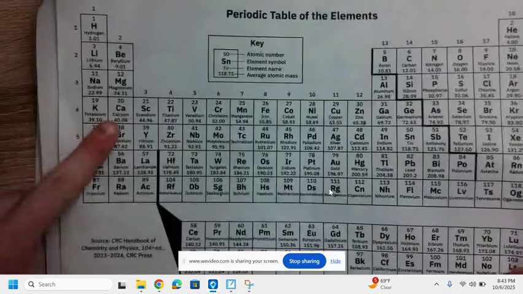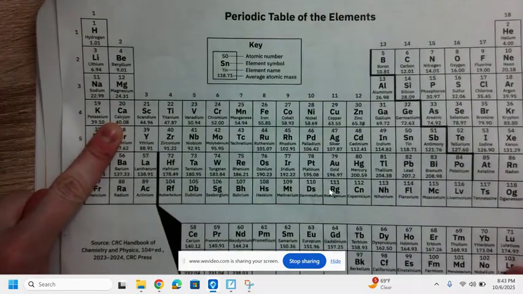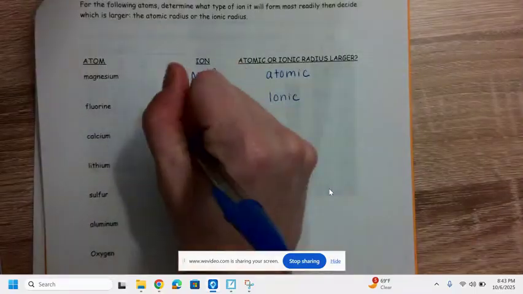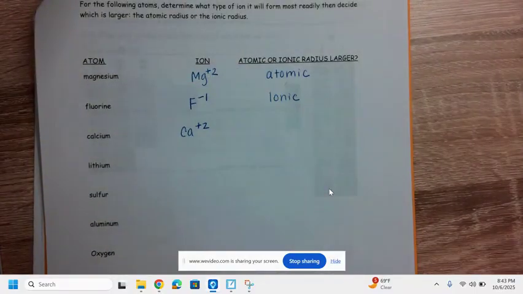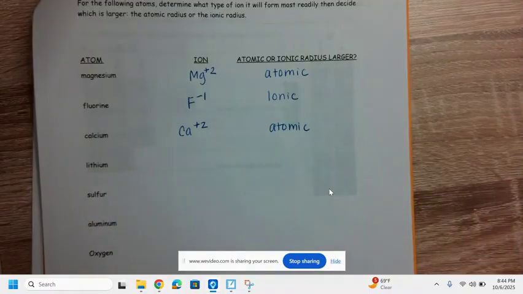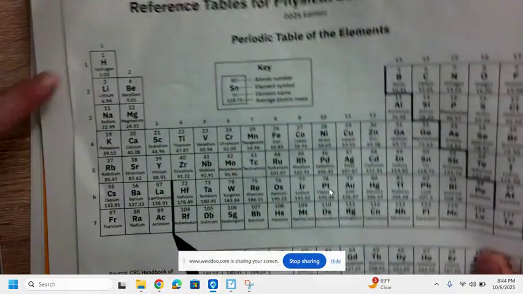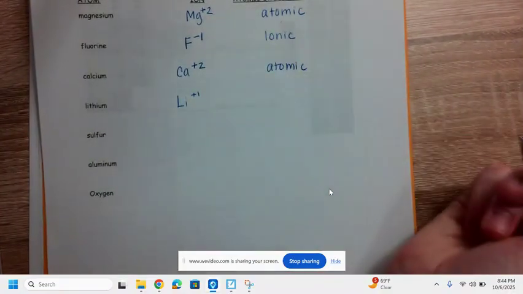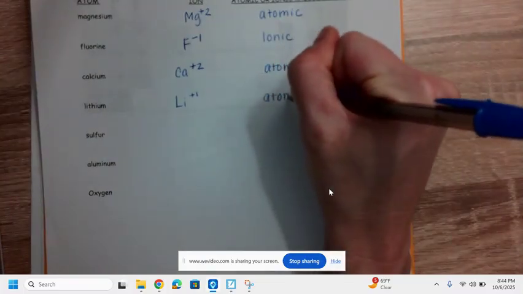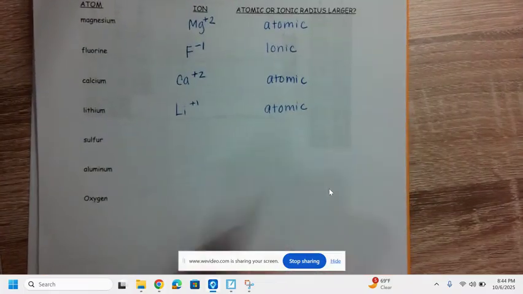Let's look at calcium. Calcium is in the second group. It has 2 valence electrons, so it likes to form a +2 ion. That means it likes to lose 2 electrons. When it loses electrons, that means the ion is smaller than the atom, so the atomic radius is larger. All right, let's look at lithium. Lithium is in group 1, so it's a +1 ion. That means it lost an electron, which means that it is smaller than its atom, so the atomic radius would be larger.